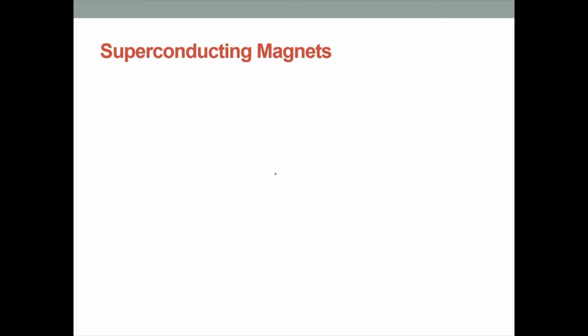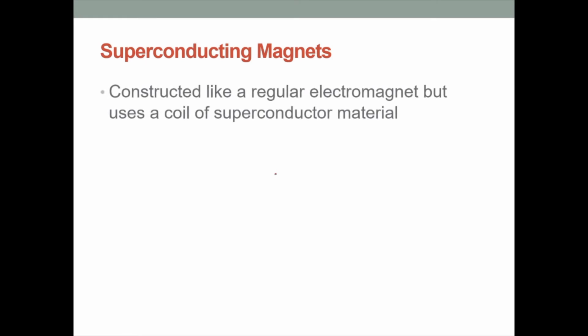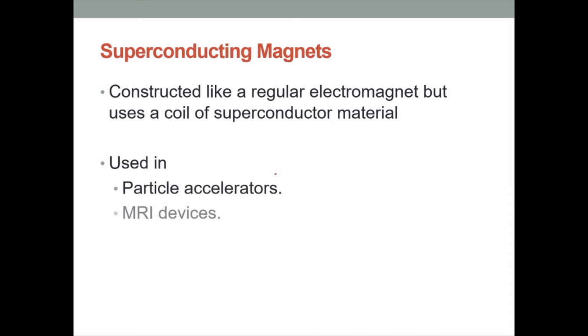So yeah, superconductors are really useful for creating superconducting electromagnets, and it's basically the same as a regular electromagnet. The only difference is that the coil is made of a superconducting material. This allows us to again generate large amounts of magnetic field because we can pass large amounts of current through that superconducting material. The three main applications of superconductors are in particle accelerators, MRI devices, and in some places in the world, maglev trains.